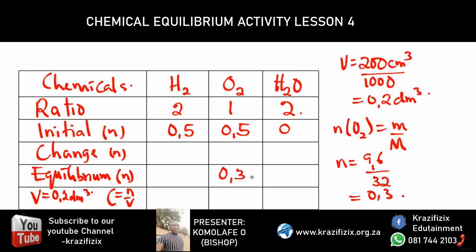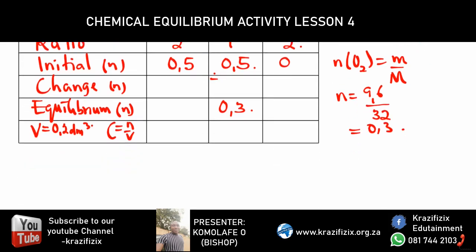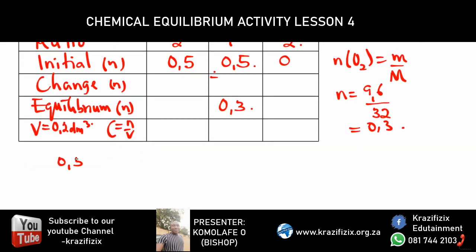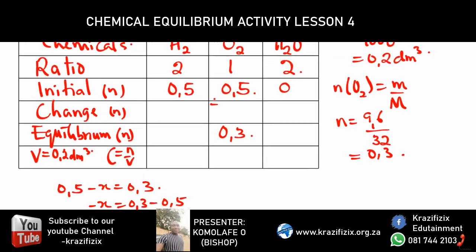Look at this. You started with 0.5, you're ending with 0.3. What's happening? It's decreasing, we're losing. Good. And what am I losing? I want to do every tiny detailed calculation. 0.5 minus x equals 0.3. Minus x equals 0.3 minus 0.5, minus x equals minus 0.2. So x is 0.2. I'm losing 0.2 moles.